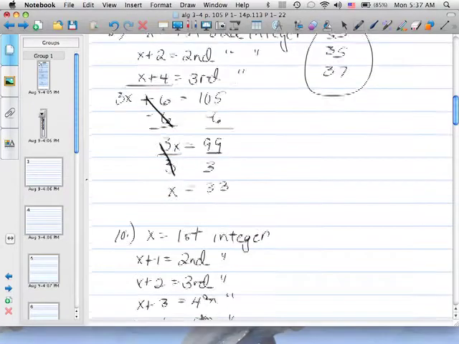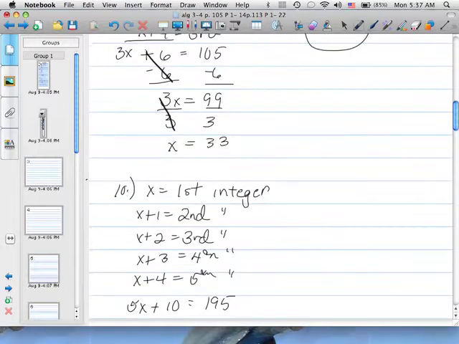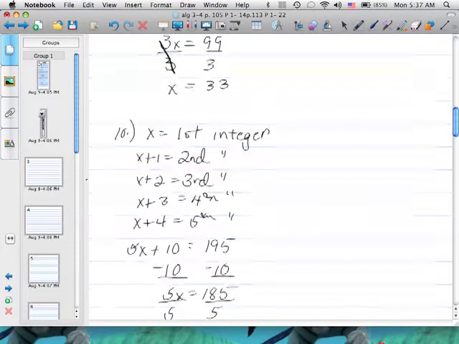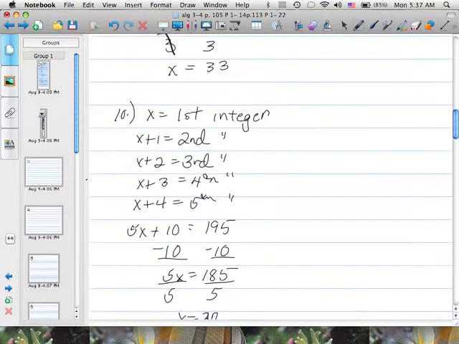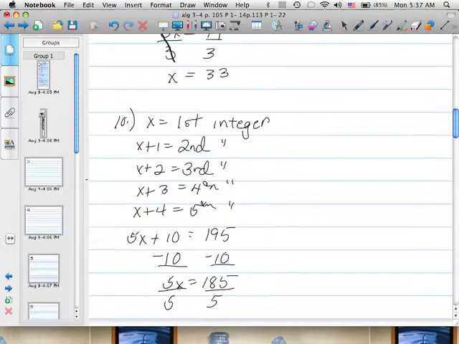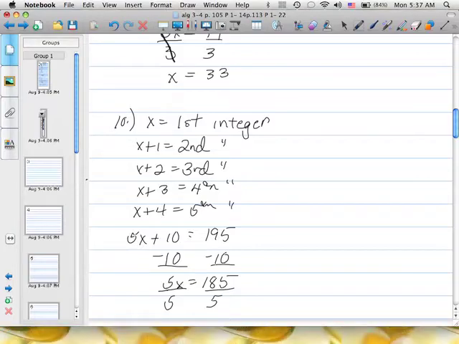Undo addition first, subtract 6 from both sides. I get 3x equals 99. Divide by 3, I get x equals 33. So the first odd integer is 33, add 2 more, the next one's 35, and the third one is 37. Be sure you get all of the things that they ask for. So if they want 3 of them, make sure you get all 3 of them.